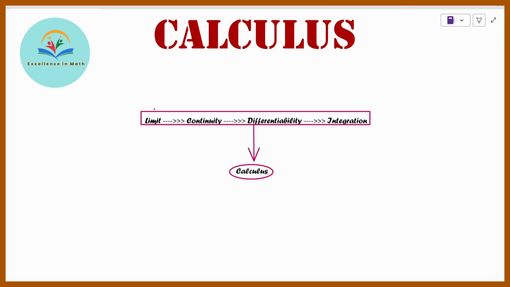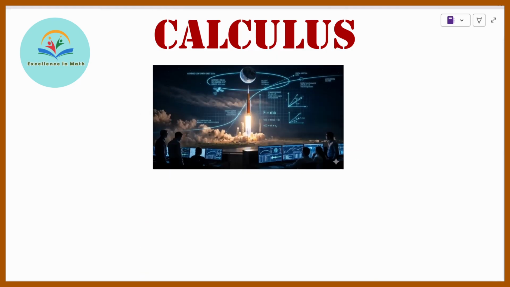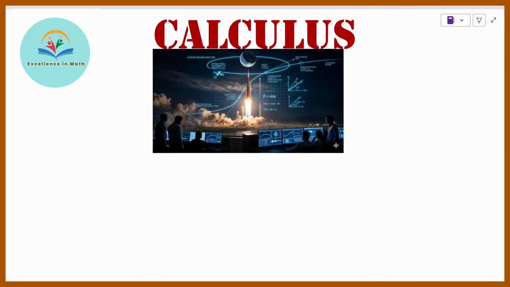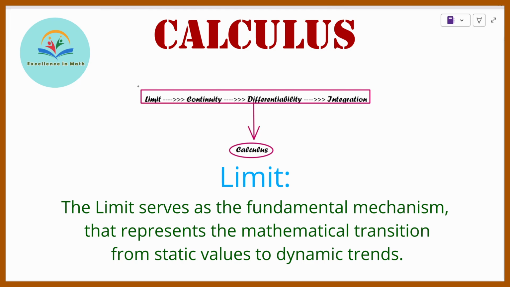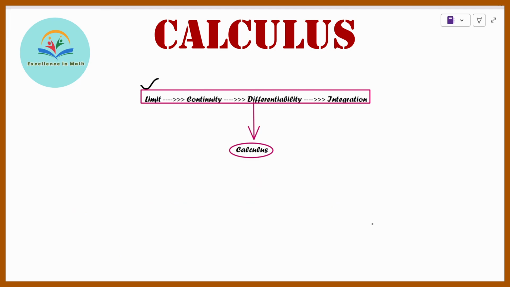Here the 4 levels of calculus are limits, continuity, differentiability, and integration. Let's try to understand each and every stage with a very good example of launching a rocket. Ready? Here, limit serves as the fundamental mechanism that represents the mathematical transition from static values to dynamic trends. Let's try to understand this first with an example.